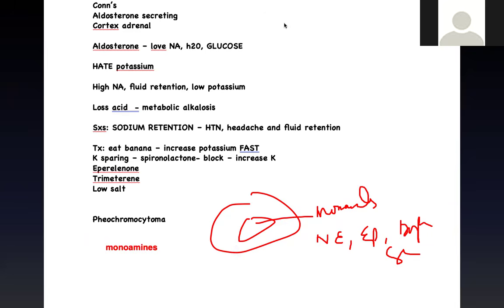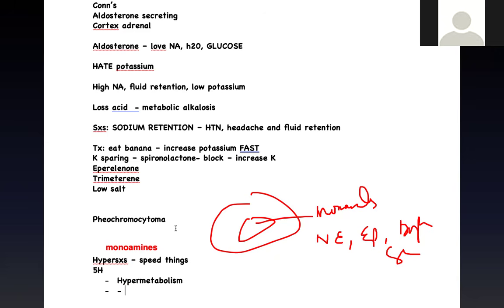So if they are all monoamines, what kind of signs and symptoms are you going to show? Monoamines usually show signs and symptoms of what? Hyper symptoms, right? Because they're going to speed things up. If you're going to speed things up, how do you recognize pheochromocytoma? I call it the 5H. So know the 5H, right? They have hypermetabolism because they're speeding things up.